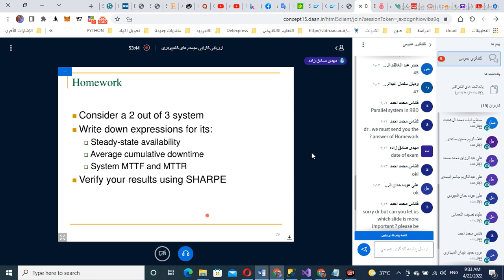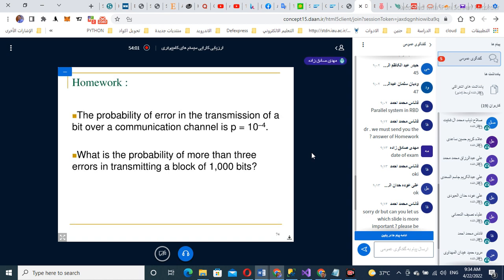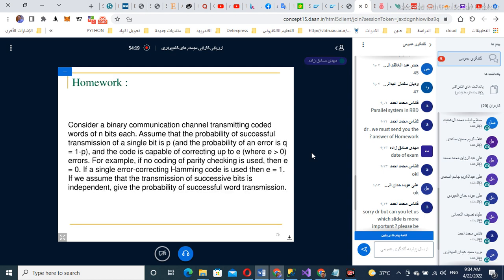Homework. Consider a 2 out of 3 system. Write an expression for its steady state availability, average cumulative downtime, system MTTF and MTTR, and verify your result using SHARPE, that is software. The probability of error in the transmission of a bit over a communication channel is p equal 10 exponent minus 4. What is the probability of more than 3 errors in transmitting a block of 1,000 bits? Consider a binary communication channel transmitting coded words of n bits each.